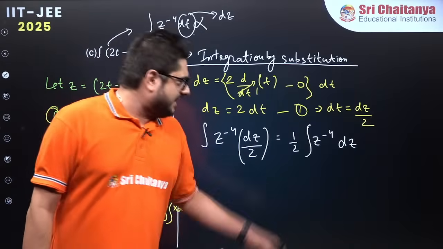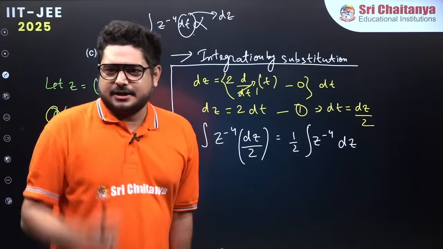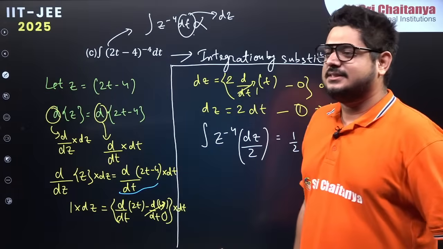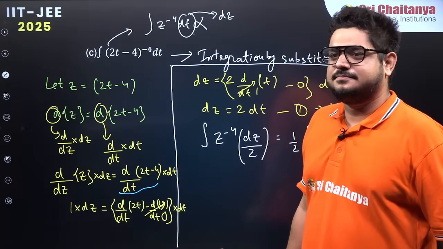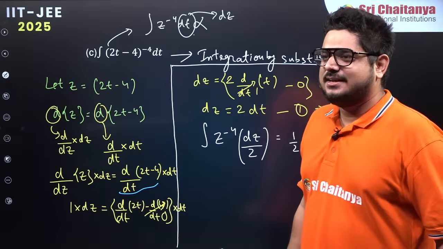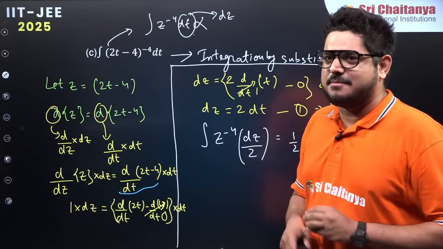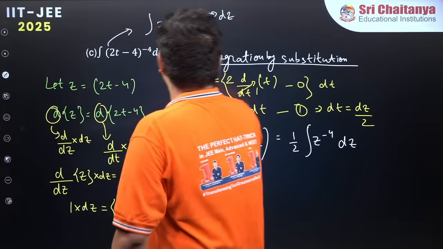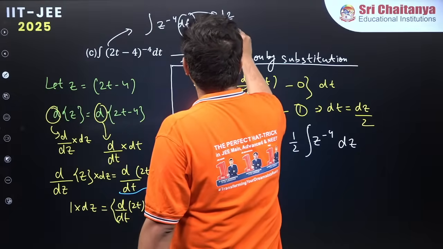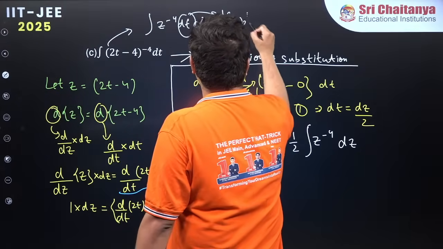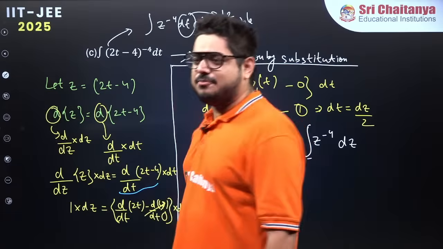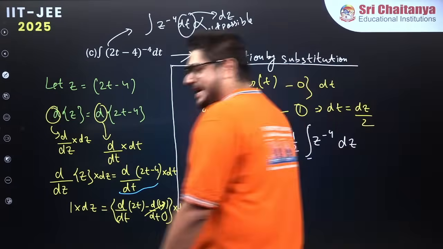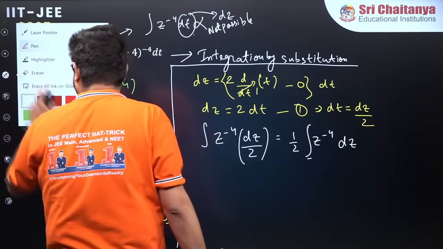Okay? So now tell me, what do you think will be the answer? What is the integral of z to the power minus 4 dz? Write down the answer over there. Do mention me the answer. What is z to the power minus 4 dz, everyone? So it has to be, yes, correct, but let's see what I will be doing.